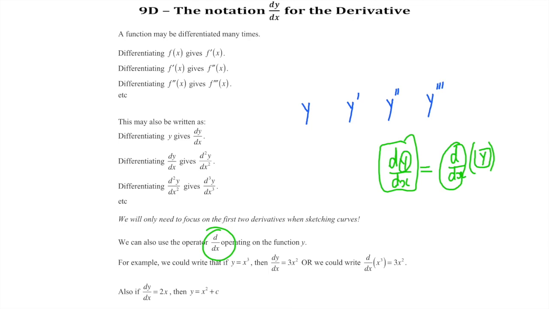So you can see an example here. If y equals x cubed, then the derivative is 3 goes out the front, 3x squared. Or you could say the derivative with respect to x of x cubed is equal to 3x squared. This part here is the language of if you work backwards. We say if the derivative was 2x, where did it come from? Well, it came from x squared plus maybe a number, but we'll talk about that soon.